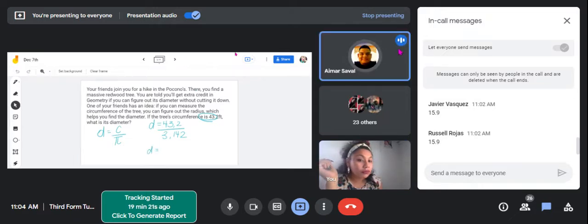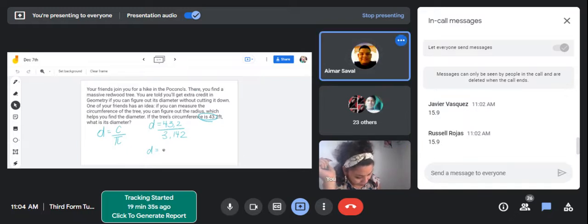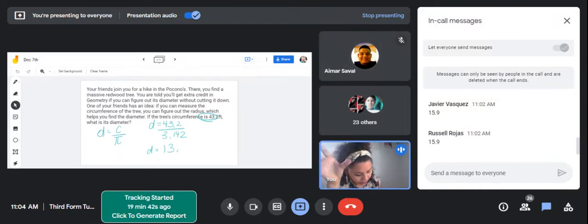43.2 divided by pi, the answer that gives you will be the diameter. Yes, exactly. 13.75. Repeat again. 13.8 when you round it up, in feet. If you put 13.75, that is correct. If you put 13.8, that is also correct.